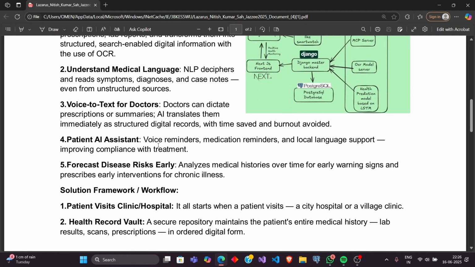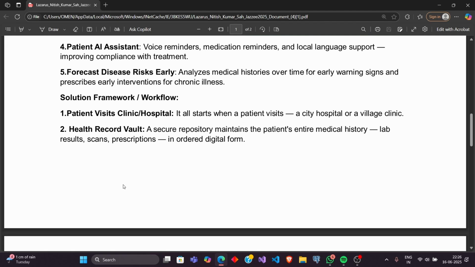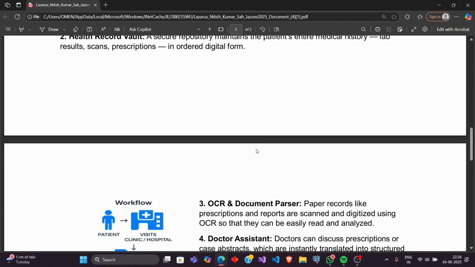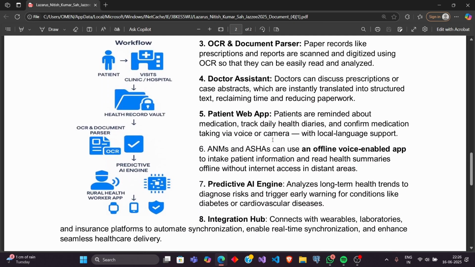You also have a patient AI assistant with a voice reminder. For example, people who are not very skilled in reading and writing can also come to our website and take advantage of it. We also have a health record vault where every patient's medical history is stored in our database securely. We have an OCR document parser, doctor assistant, and many more.